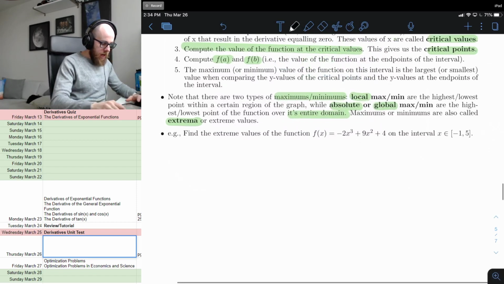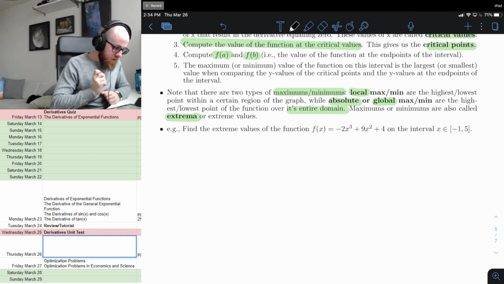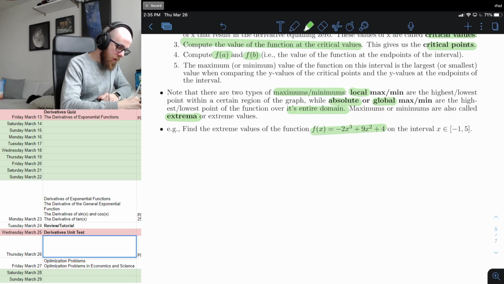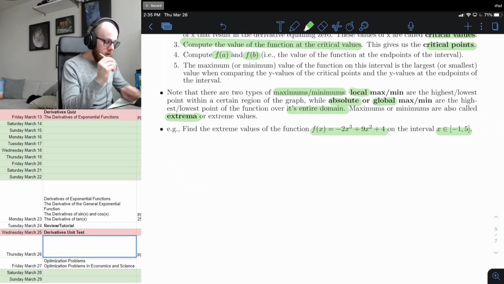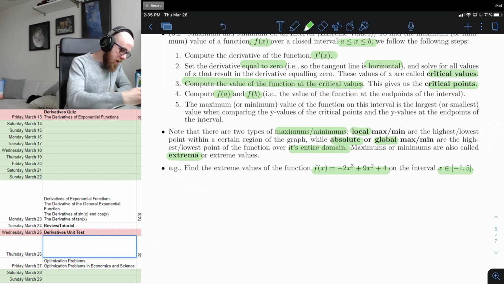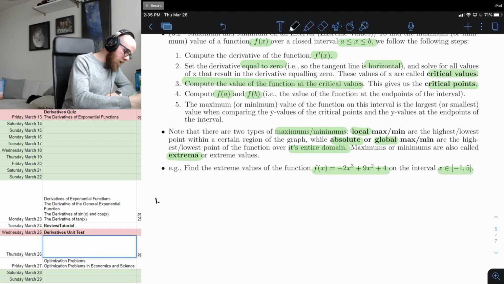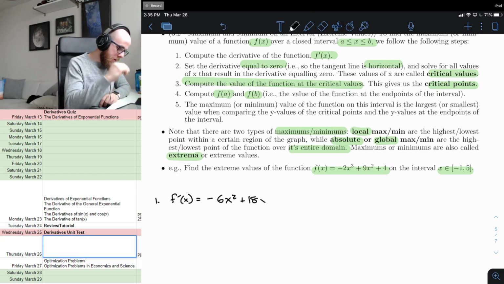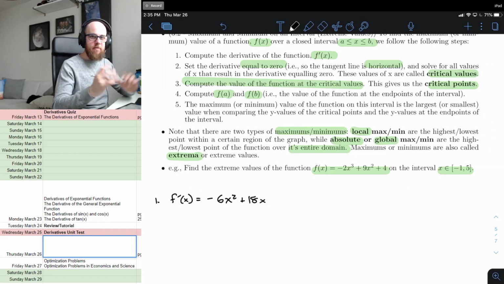So here we have a function, f of x is negative 2x cubed plus 9x squared plus 4, and we're also given an interval for that function. The interval is between negative 1 and 5. I'm going to follow this recipe exactly to get what the extreme values are. So step 1, I compute the derivative. I want f prime of x. f prime of x is just negative 6x squared plus 18x. So step 1 done, easy.